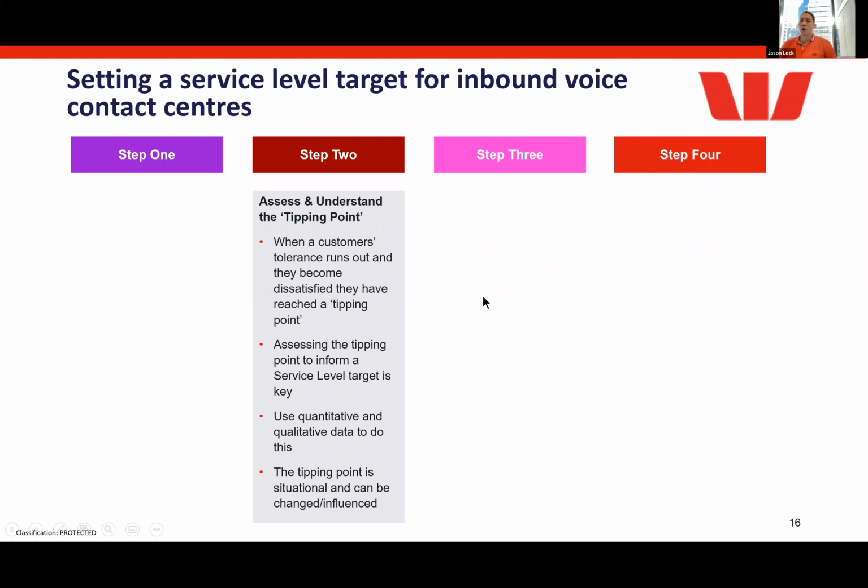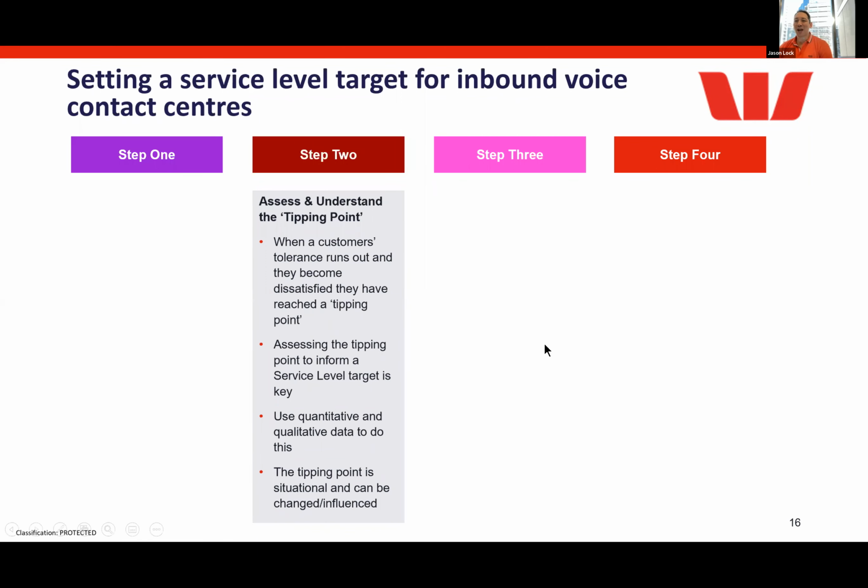Now, it's important to know, I think, that when you're assessing tipping points, they are variable and they change depending on the interaction type. So certain types of interactions or certain types of reasons that customers call you will have different urgency. So I work in a bank. If a customer's calling because they suspect that they've been the subject of fraud, their tolerance is going to be much, much lower than if they're calling for a general transaction inquiry, wanting to set up an automatic payment, something of that nature. So understanding that dynamic's really important, and we'll come back to that right at the end of the chat.